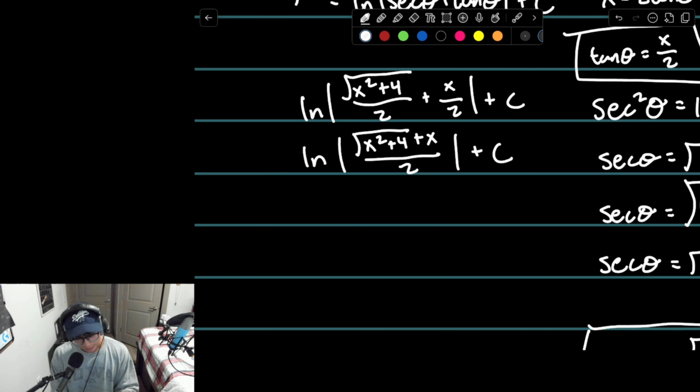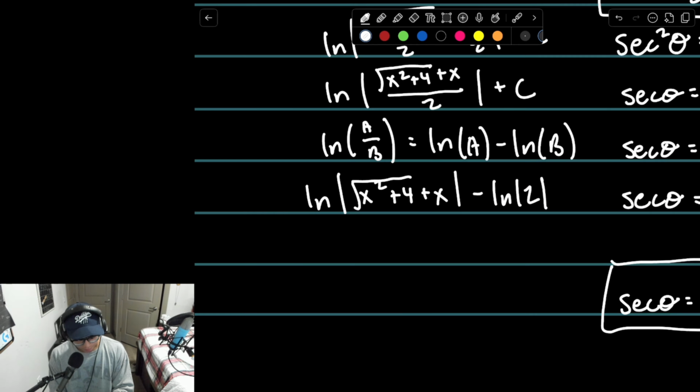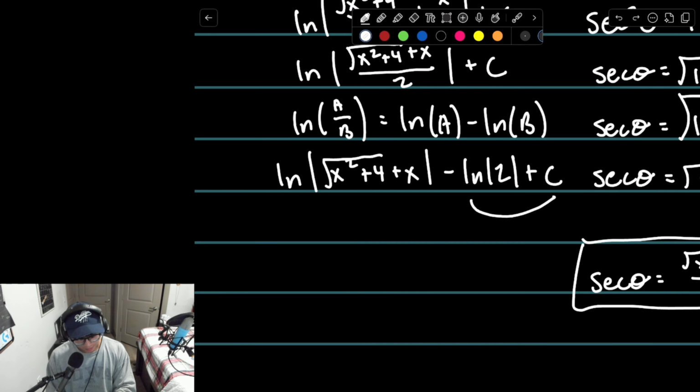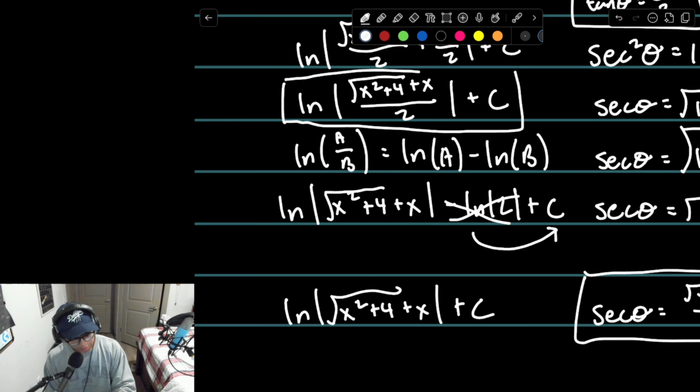which if you would like to simplify even further, you could just use the quotient rule of ln a over b equals ln a minus ln b, which gets you ln of the square root of x squared plus 4 plus x minus ln of 2 plus c, which then absorbs into this constant of c, so it disappears fully and becomes ln of the square root of x squared plus 4 plus x, plus c. But I feel like you don't want to remember that, and neither do I, so let's just take this as our final answer.